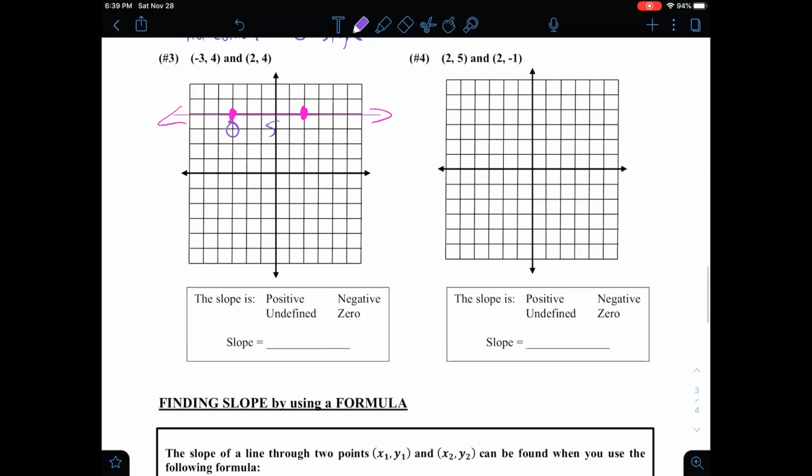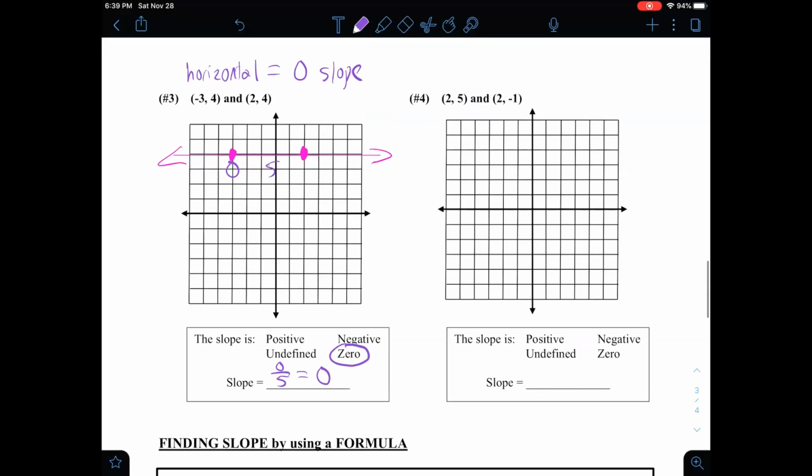So our rise over run is 0 over 5. What does that reduce to? Can we divide 0 by any number? We can. We get 0. So automatically it's going to be a 0 slope because it's a horizontal line. You don't even need to do the rise over run. If you see a horizontal line, boom, 0 slope. But if it helps you to do it, feel free to do that as well. But it really needs to become automatic.